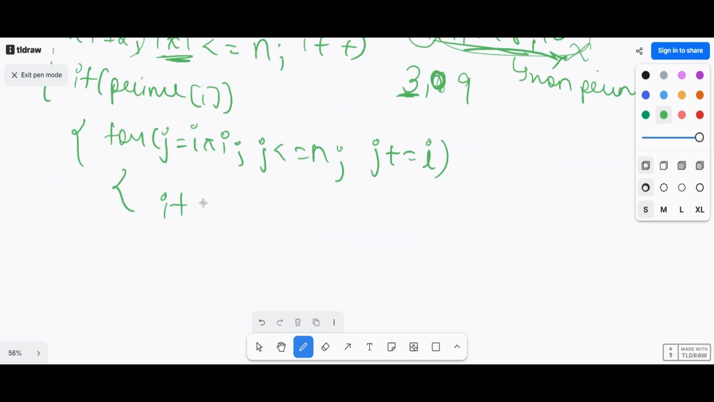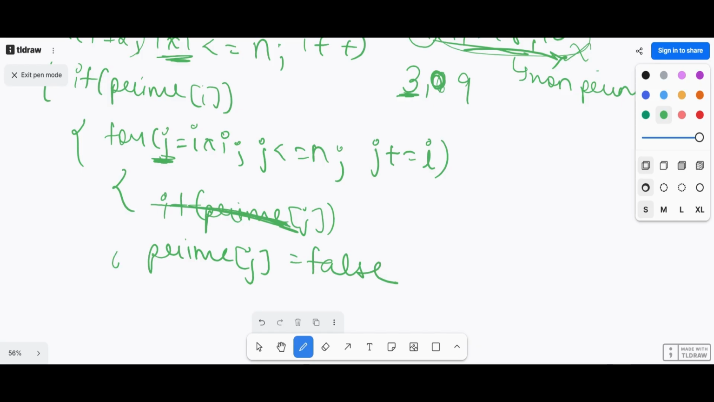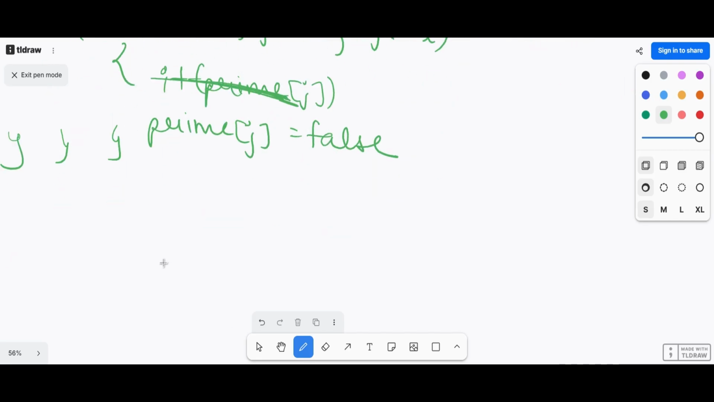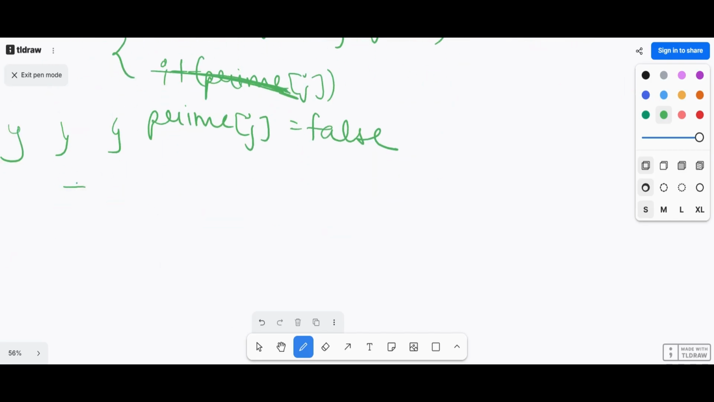And now what will you check? If prime of j, or is it needed to check? No, no need of checking. This j is always non-prime. So I'll make prime of j as false. That means j is not prime. And so whatever are marked true now, those are your prime numbers. True marked are prime numbers.